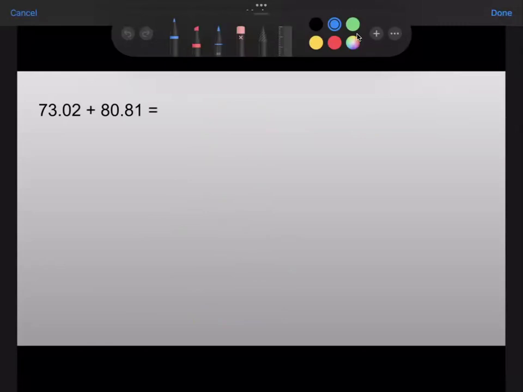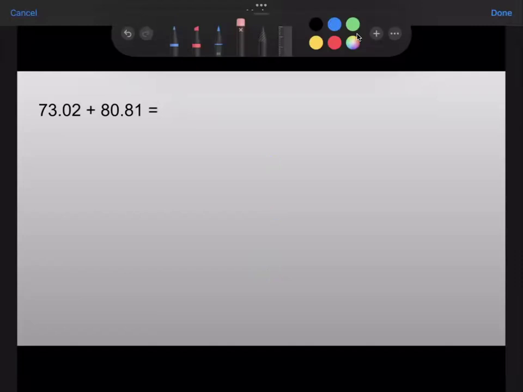Okay, here's our next one. We're going to take 73.02 and add it to 80.81. So this is an adding one. So whenever we add or subtract decimals, we need to line everything up so that the decimals are all on top of each other, like buttons on a snowman. So maybe I start by doing that right here. I'm making those buttons like a snowman.